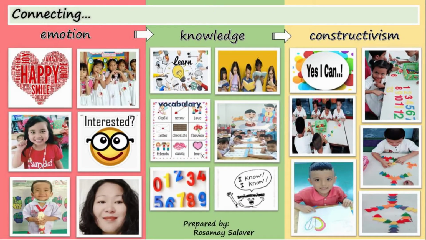In conclusion, emotion, knowledge, and constructivism are interrelated. If emotion is positive, learning takes place. And if there is learning, there will be knowledge. And if there is knowledge, there is constructivism, or new knowledge will come up.